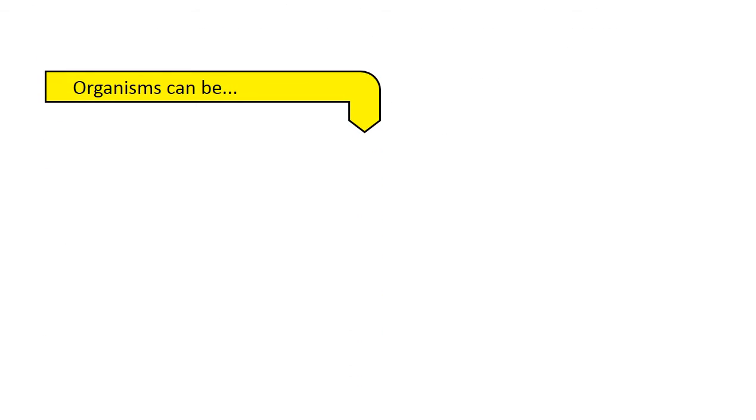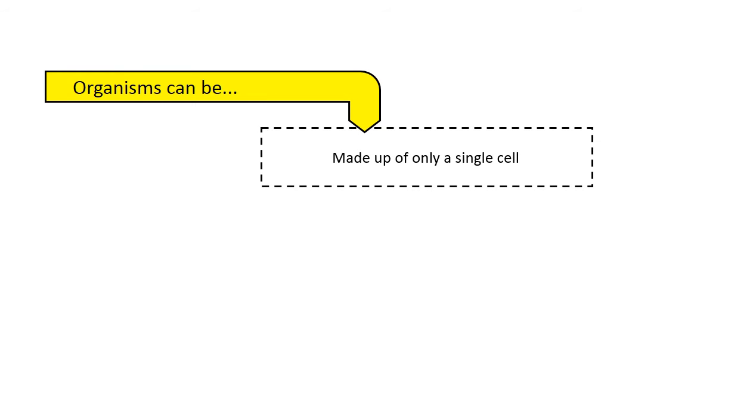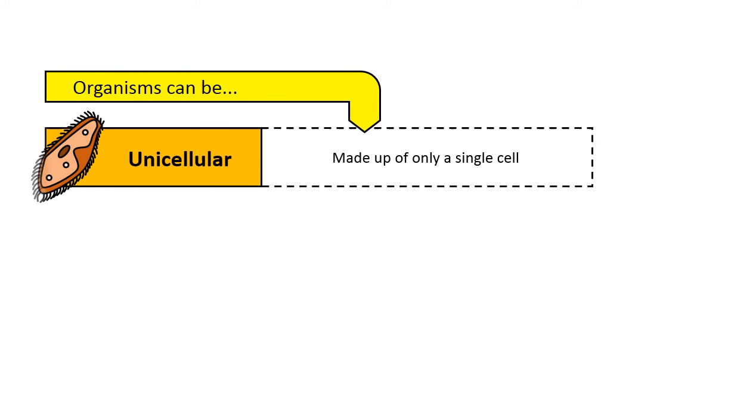Now, organisms, it doesn't really matter how many cells they're made of. They can be made up of only a single cell, and we call those things unicellular. Examples of unicellular organisms would be bacteria, archaea, the protists. Here's a picture of some unicellular organisms here.